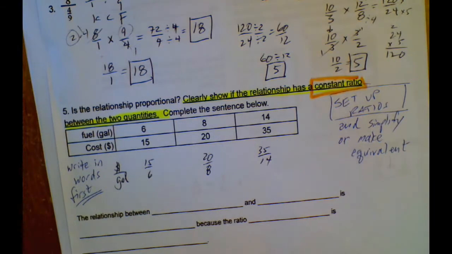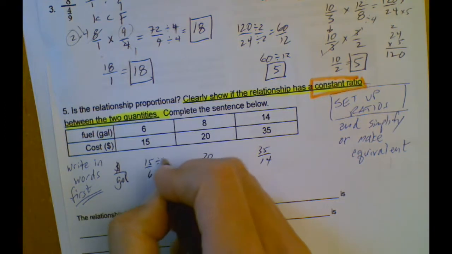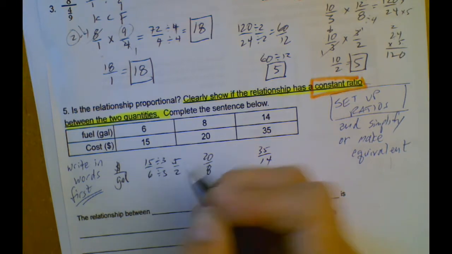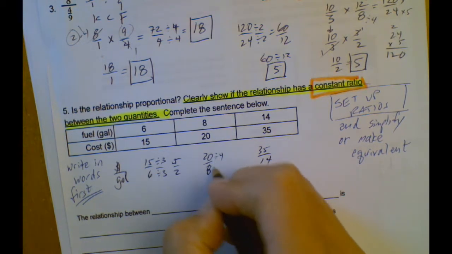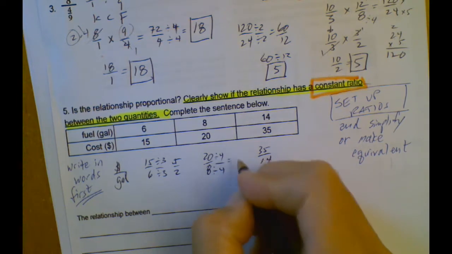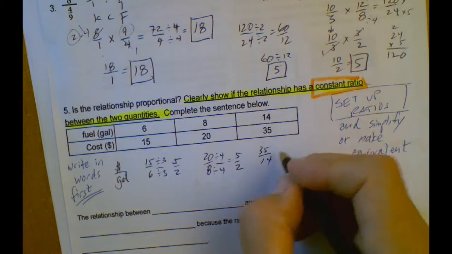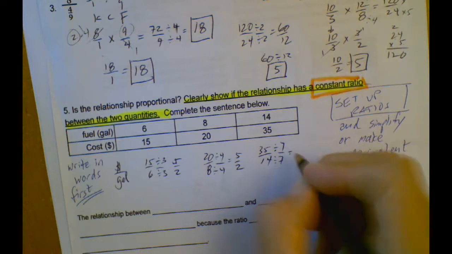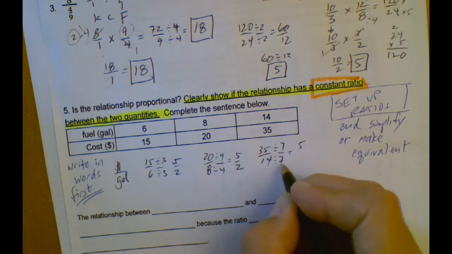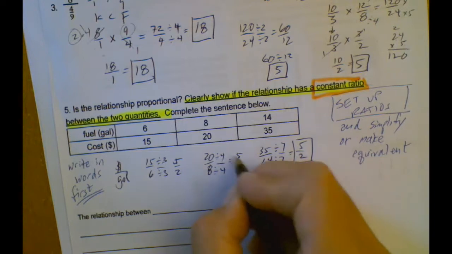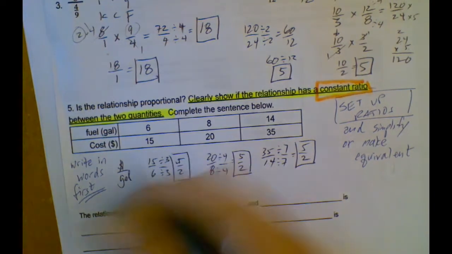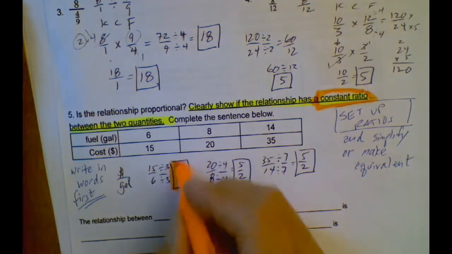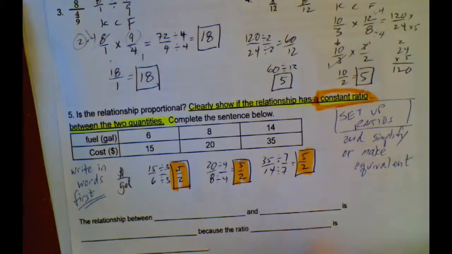So let's just simplify all these. I can divide both of these by 3, and that leaves me with 5 over 2. I can divide both of these by 4, and that leaves me with 5 over 2. Well, so far so good. And 35 and 14, I can divide both of those by 7, can't I? And 35 divided by 7 is 5, and 14 divided by 7 is 2. So sure enough, there is a constant ratio. My constant ratio, remember, is 5 over 2.